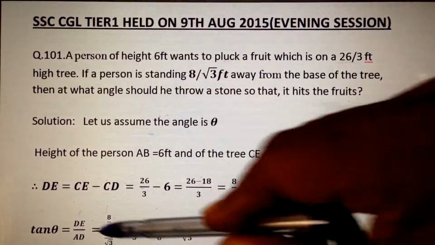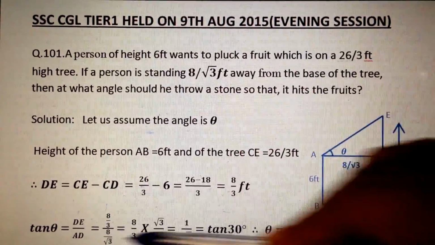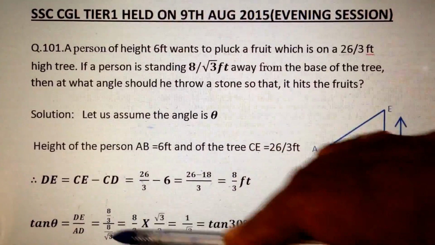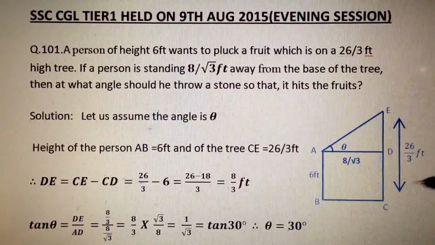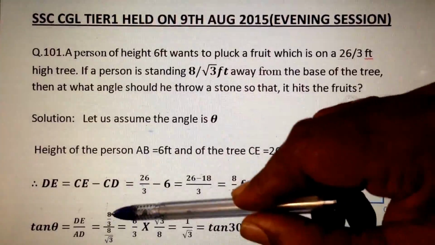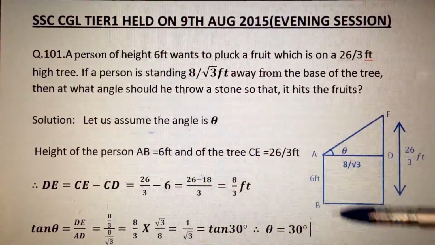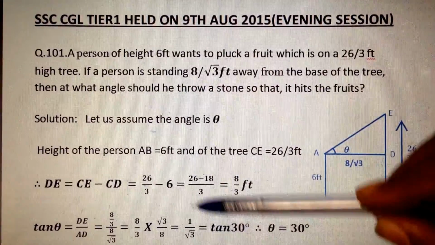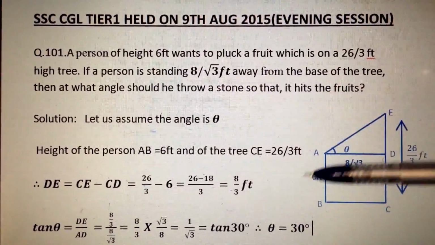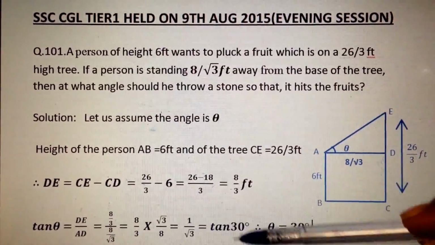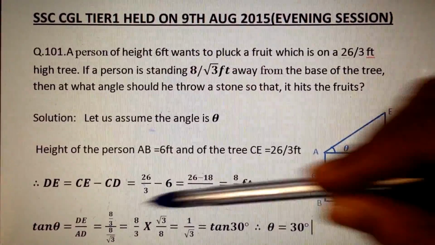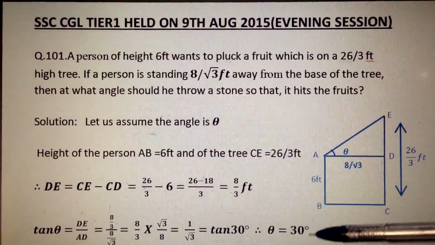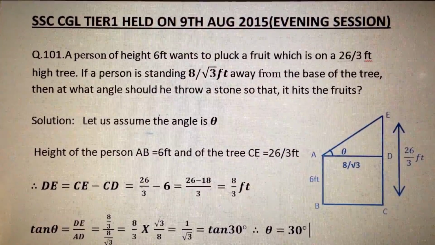We know tan theta is equal to DE by AD. Therefore, DE is 8/3 and AD is 8/√3. Therefore, tan theta is equal to (8/3)/(8/√3), which is equal to 8/3 into √3/8, which is equal to 1/√3. The value of 1/√3 is equal to tan 30. Now tan 30 is equal to tan theta. Therefore, theta is equal to 30 degrees.